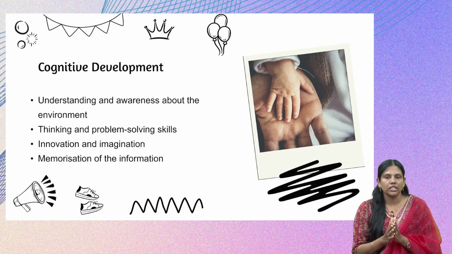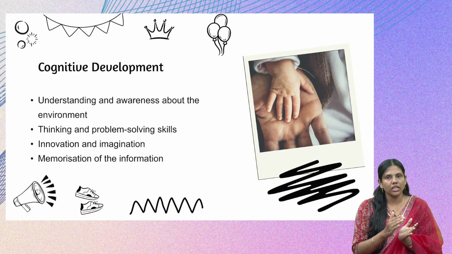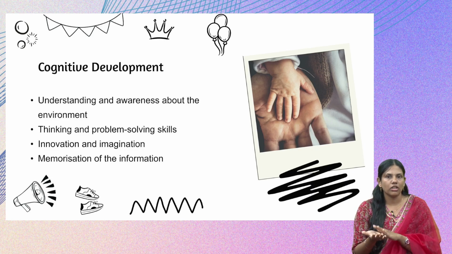All this comes under the cognitive development. If we observe a small baby, the memory of the baby will be different from the memory of a teenager or an adult. So the process of development is continuous and it is changing. So these all come under the cognitive development.